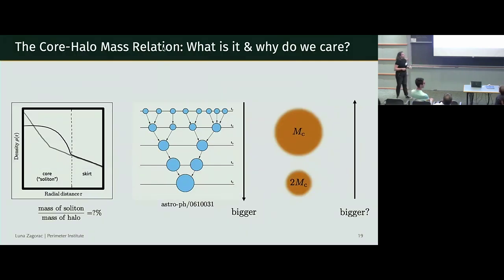Okay, the core halo mass relation. Okay, so the central question is, if this is my cartoon of a ULDM halo, how big is this bump in the center of a halo? So I expect this to kind of sort of be related to the mass and size of the actual halo. So the question we are asking is mass of soliton divided by mass of halo equals what percent?